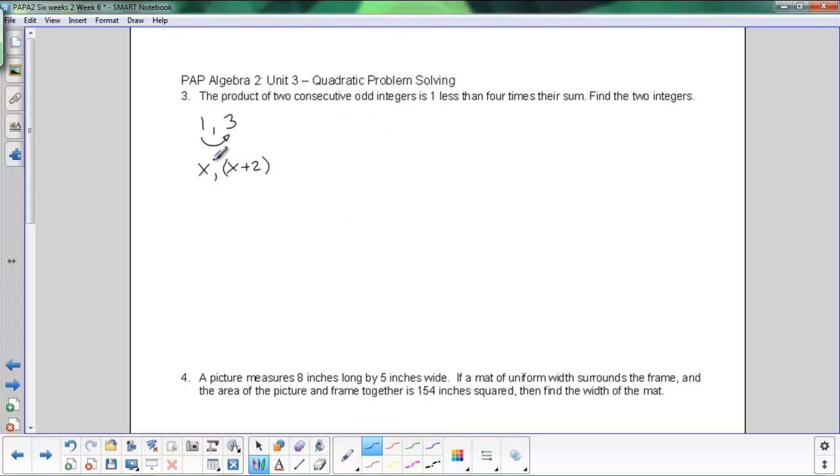That means now that I have my two integers in general form, now I can find out what my answer is going to be. The product of two consecutive odd integers, that's x times x plus 2, is 1 less than, remember that is my backwards translation, 4 times their sum.